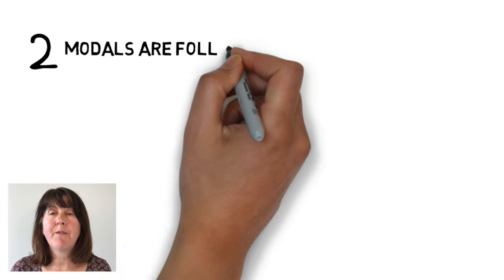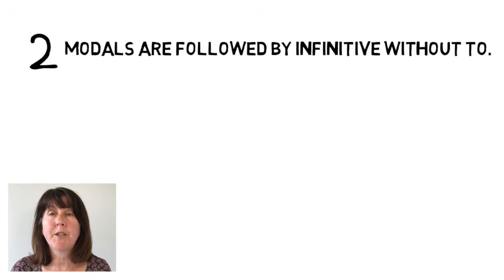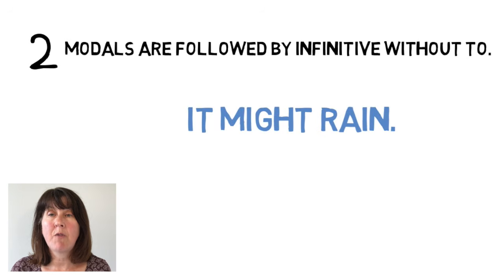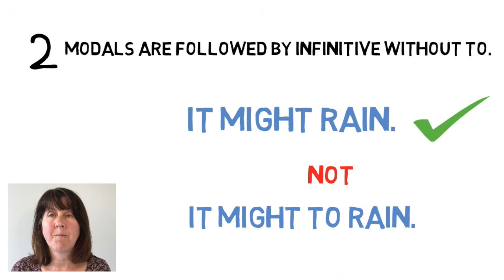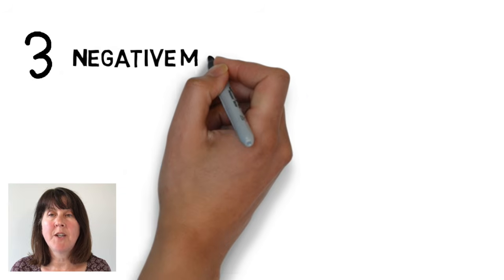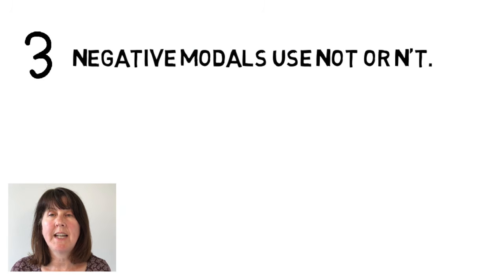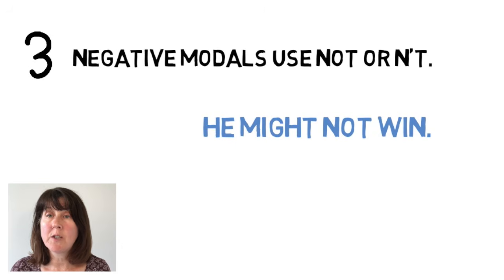2. Modals are followed by the infinitive without to. So it might rain and not it might to rain. 3. Negative modals use not or n't. So he might not win and not he don't might win.